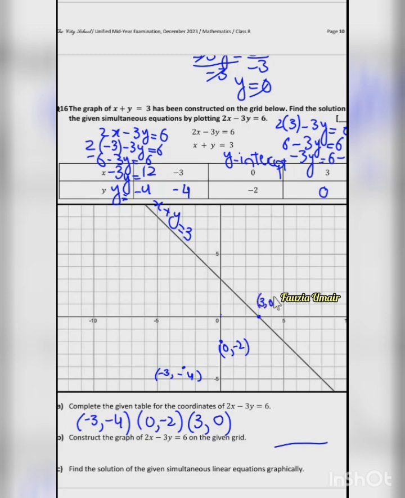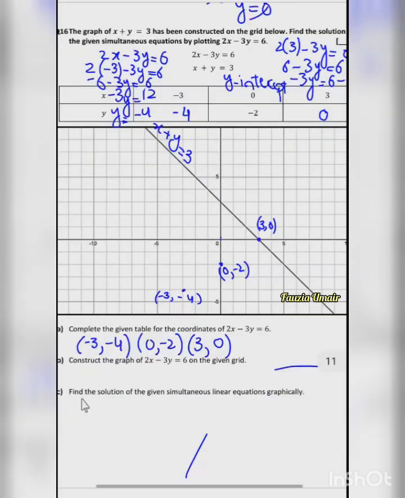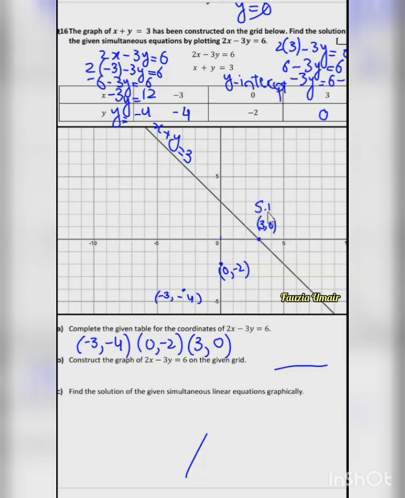So without even drawing the line, can you see the solution point? Yes, ma'am, 3, 0 is the solution. That's right. So in the second part, 3, 0 is the solution point. Find the solution point graphically. So you will just draw this line. I'm not having a scale, but you can draw this line, and you can see that this is the point where they will be crossing. So this is your solution point. Or you can write down here also 3, 0 is the solution point.